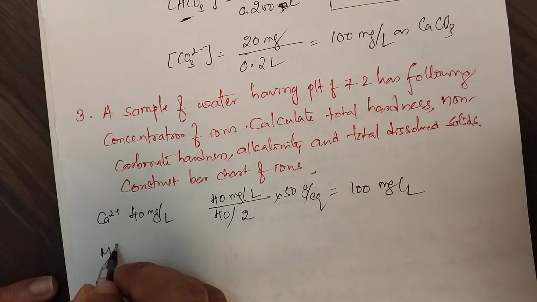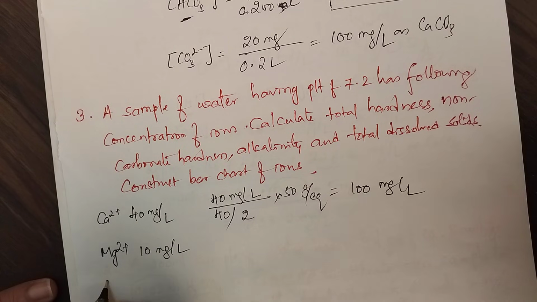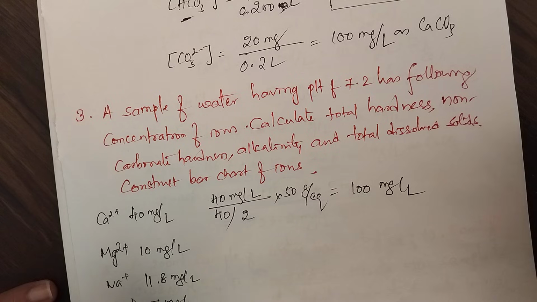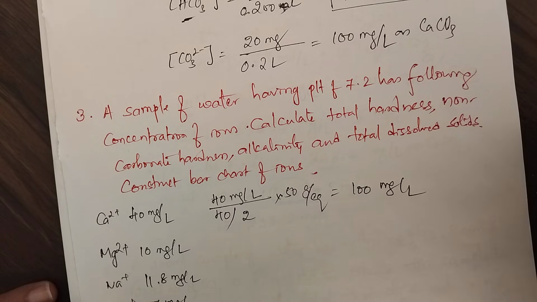For Mg2+ ion, the concentration given is 10 milligram per liter. For Na+, the concentration given is 11.8 milligram per liter. K+ is 7 milligram per liter. HCO3- is 110 milligram per liter. SO4 2- is 67.2 milligram per liter. Chloride is 11 milligram per liter.